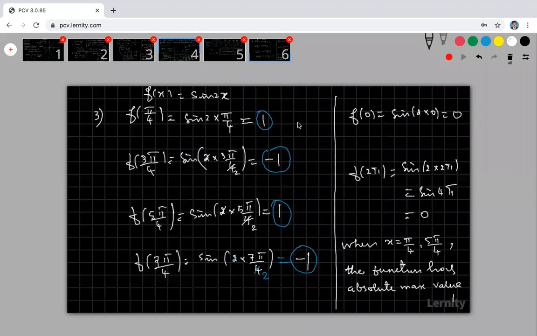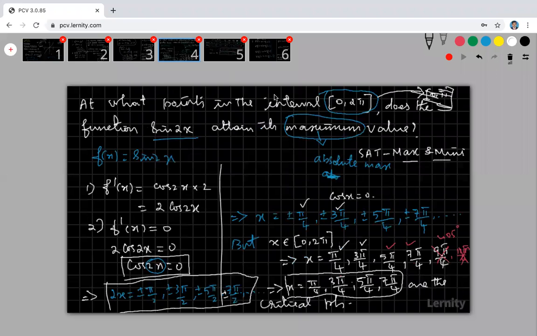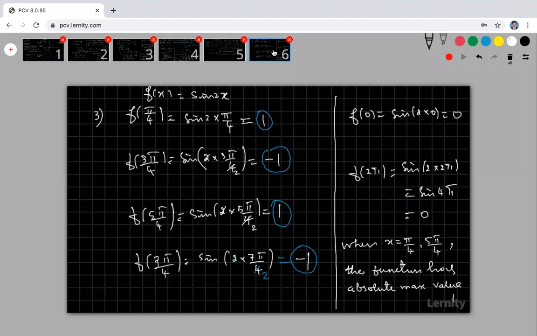Here the question is only maximum. Suppose they are asking minimum, then what to do? Only one step. When x is equal to 3 pi by 4 and 7 pi by 4, the function has absolute minimum value -1. That's all. Only one line you add. Any doubt up to this, in maximum and minima?